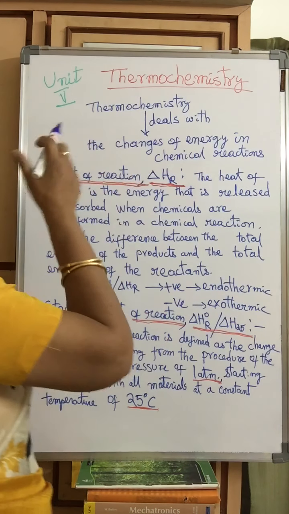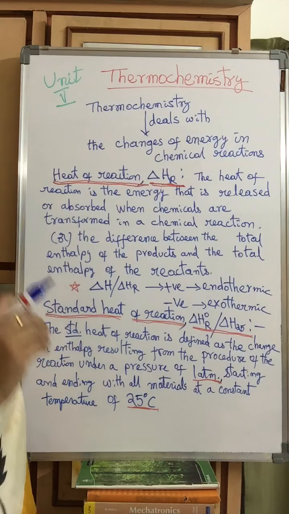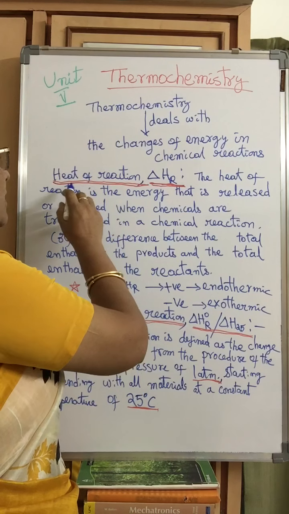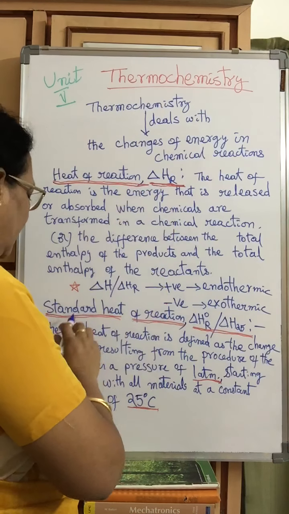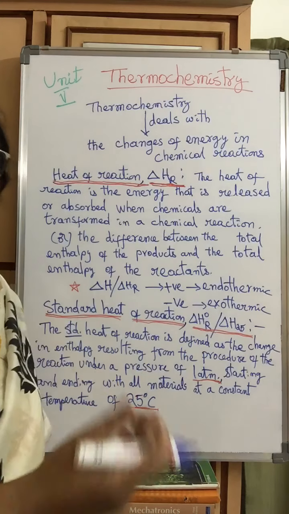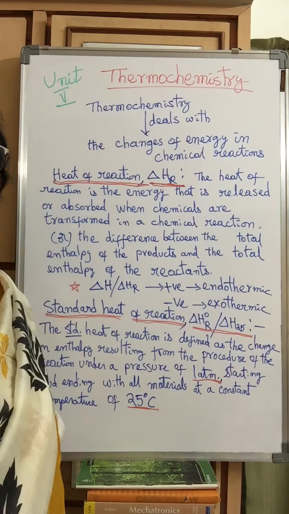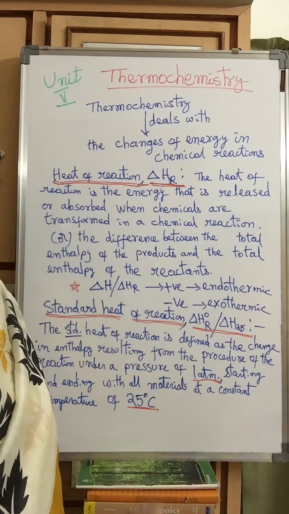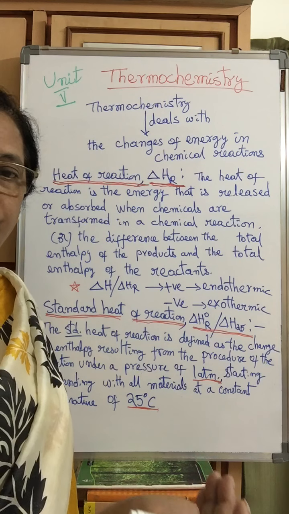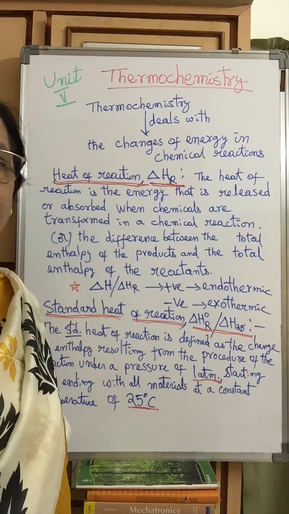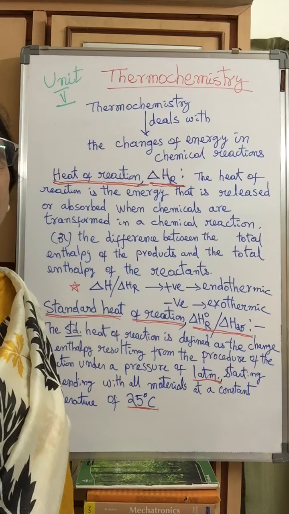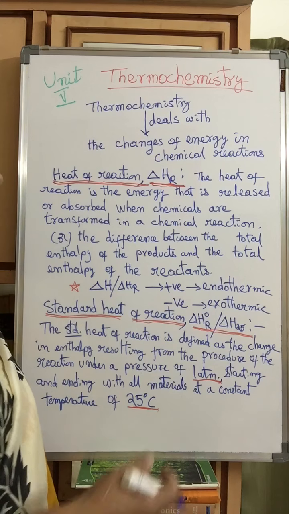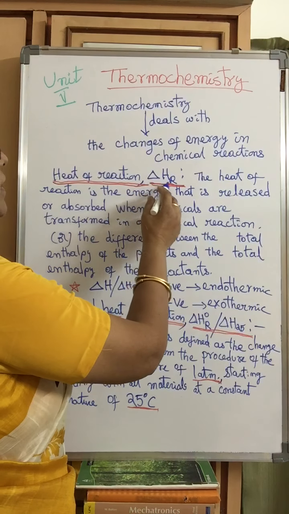So in this topic, first we need to understand some terms. The very first term we need to understand is heat of reaction, and then standard heat of reaction. Then afterwards, in the next lectures, heat of formation and heat of combustion. These are the topics we need to discuss. We need to understand these terms first before solving the actual problems where we calculate the energy changes during the reaction. So, heat of reaction, delta HR.